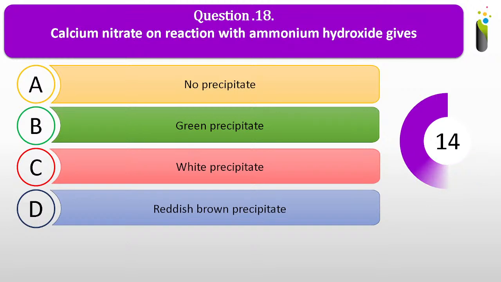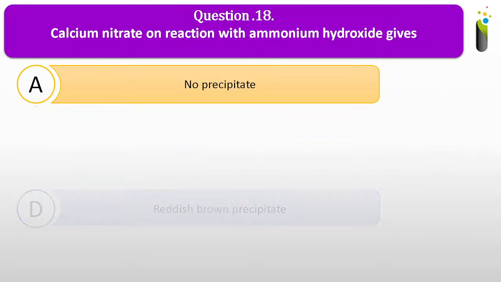So answer for question number 18. And the correct answer for question number 18 is A. No precipitate is formed when calcium nitrate reacts with ammonium hydroxide.